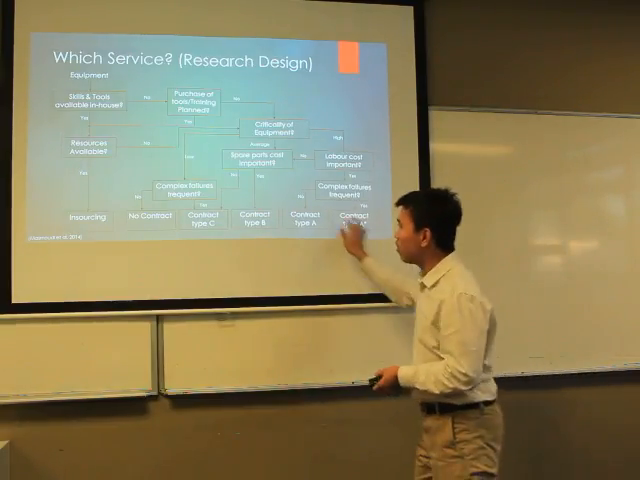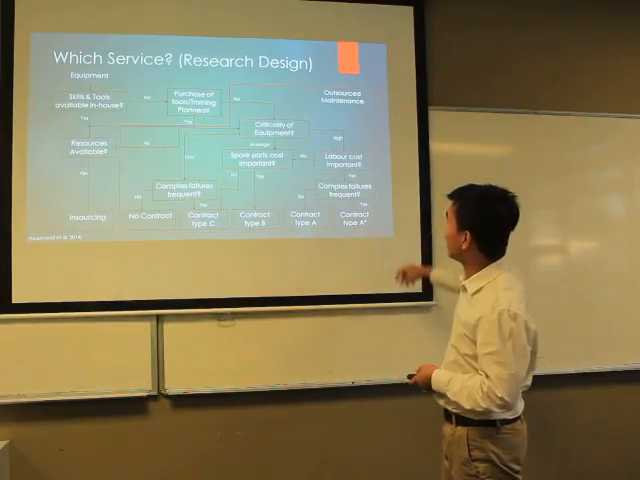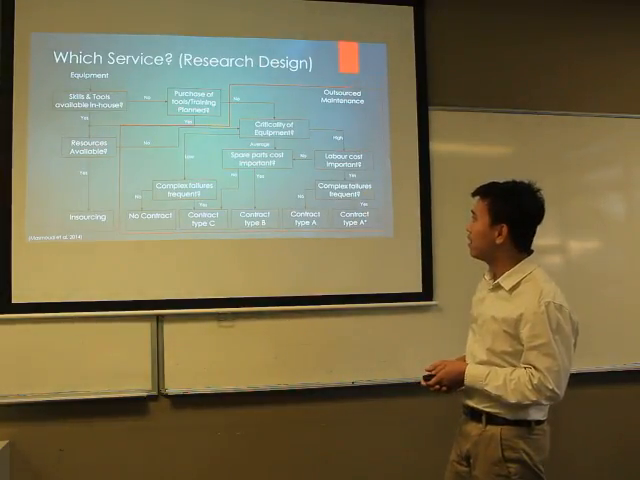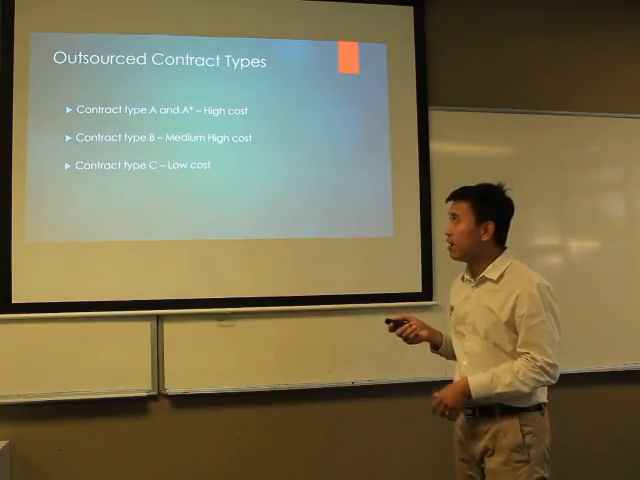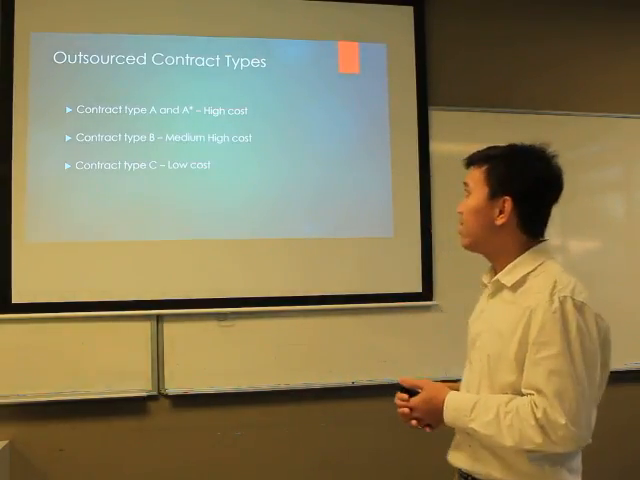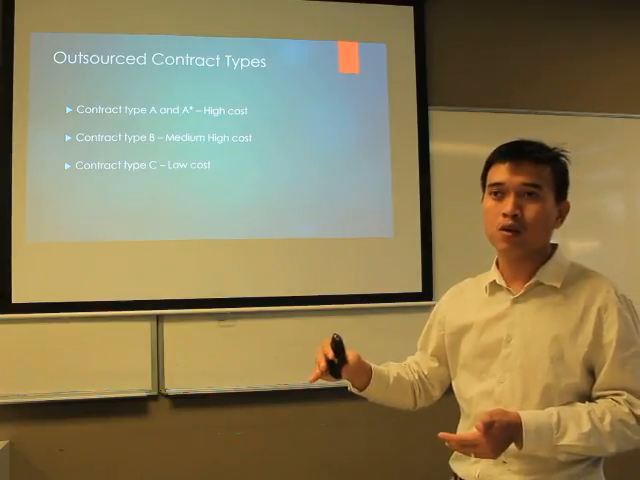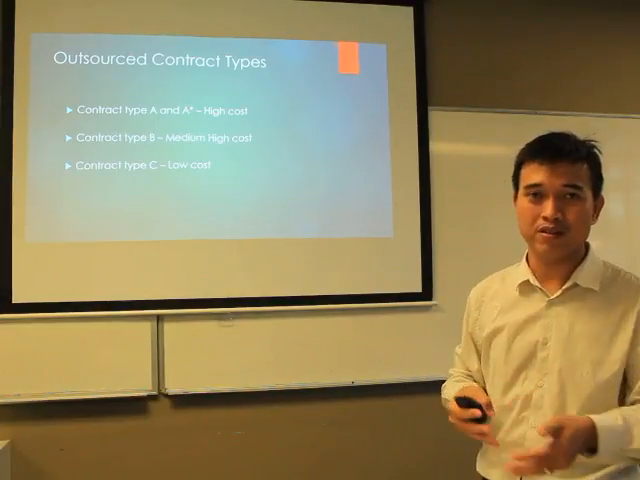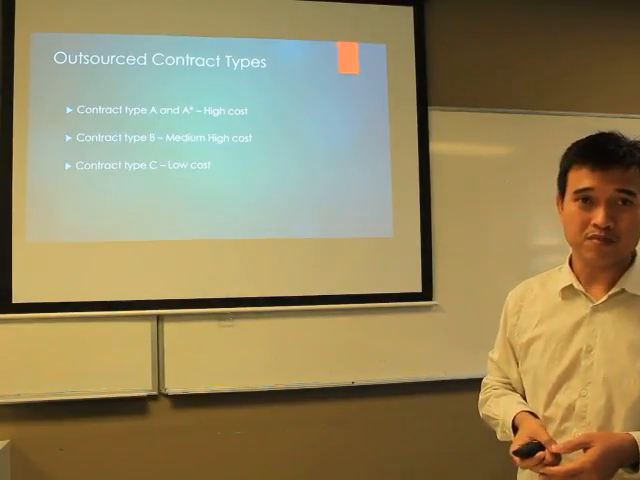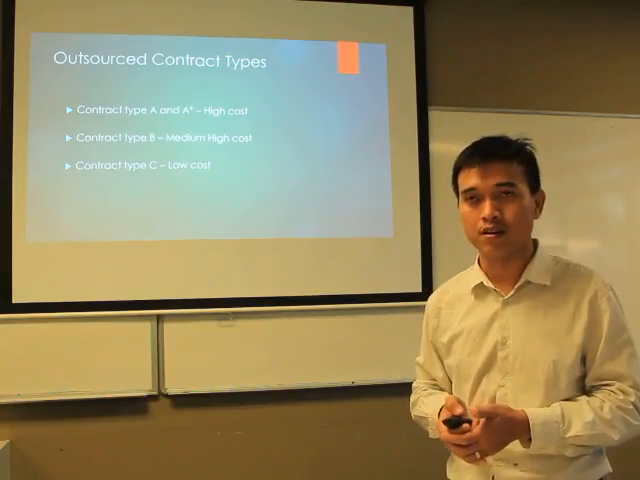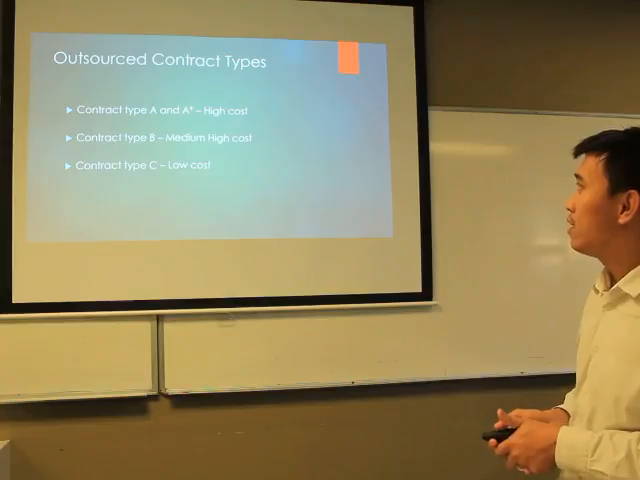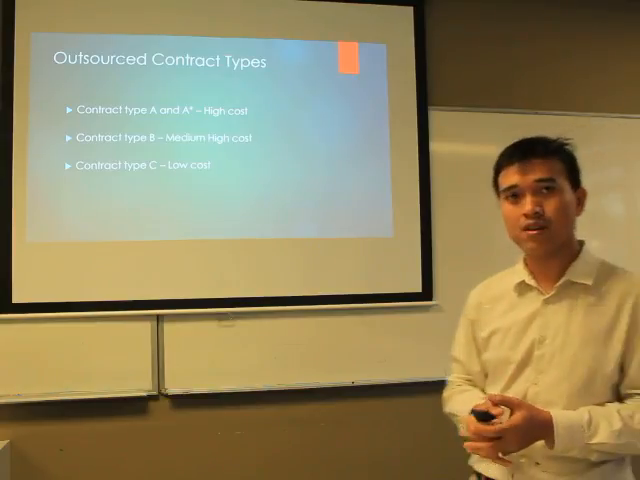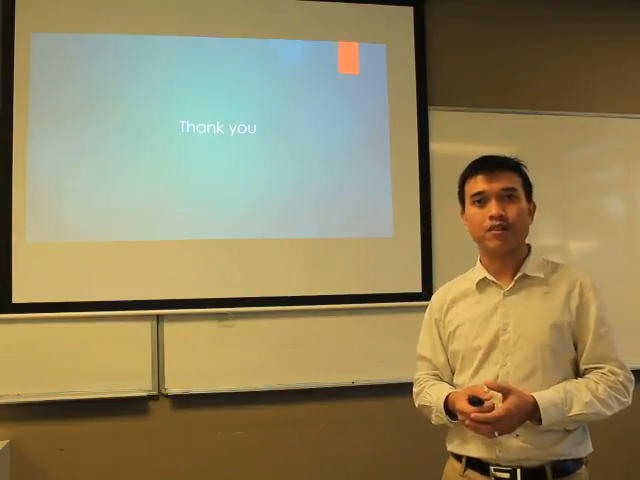And what are all of these? The red lines here show the outsourced maintenance. For the contract types, A and A star refer to contracts that need a high budget, which means they require a large amount of money to do the maintenance. Contract type B is medium-high cost, and type C is low cost. That's all for my presentation, and thank you for your attention.